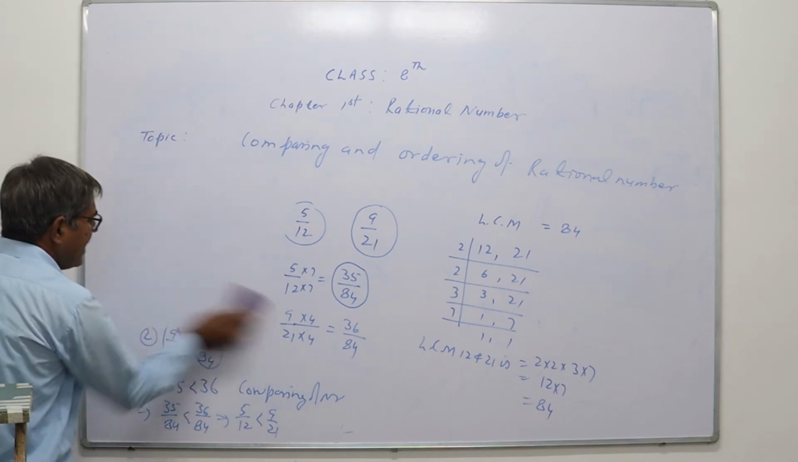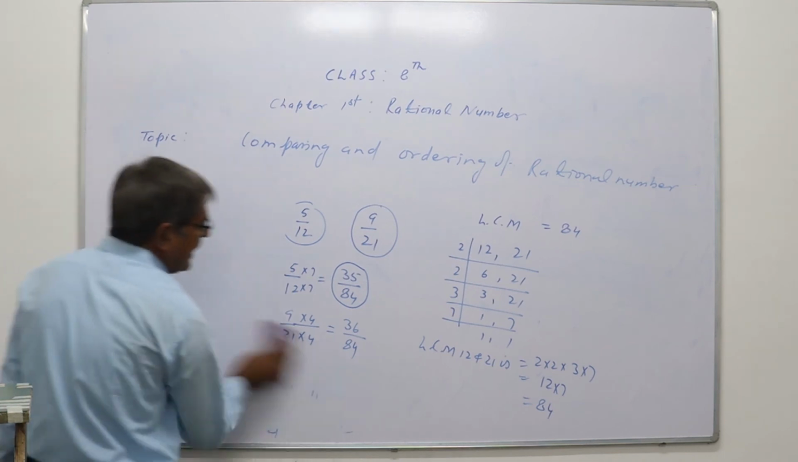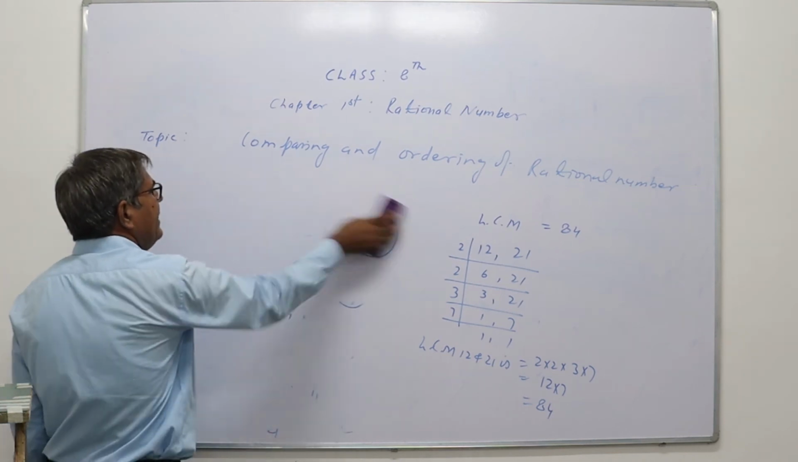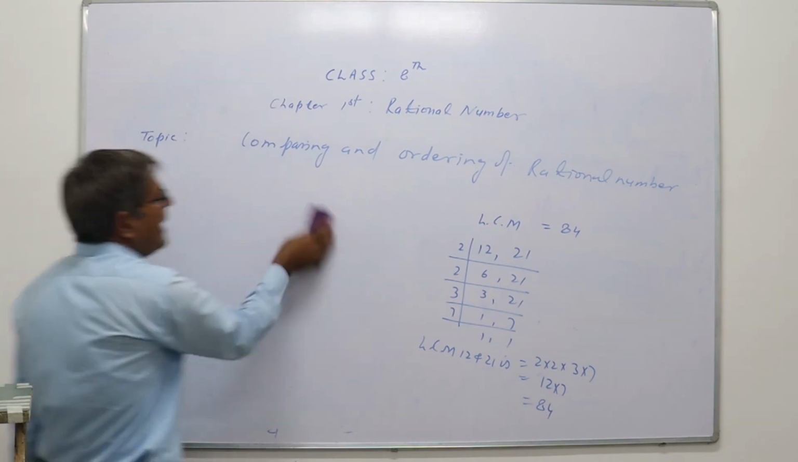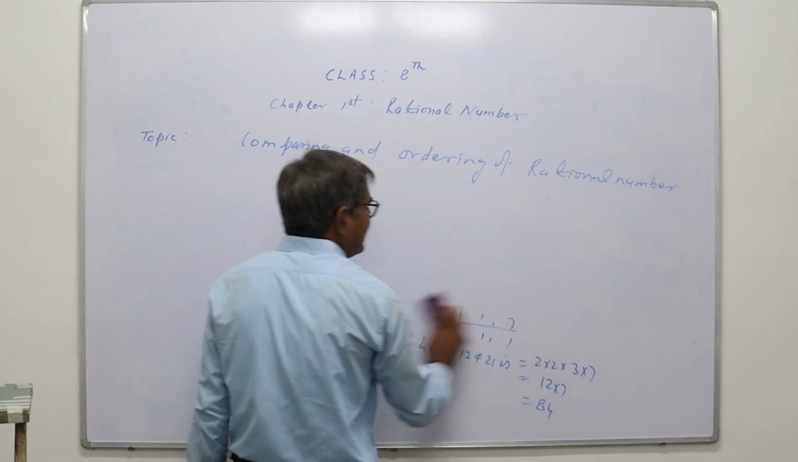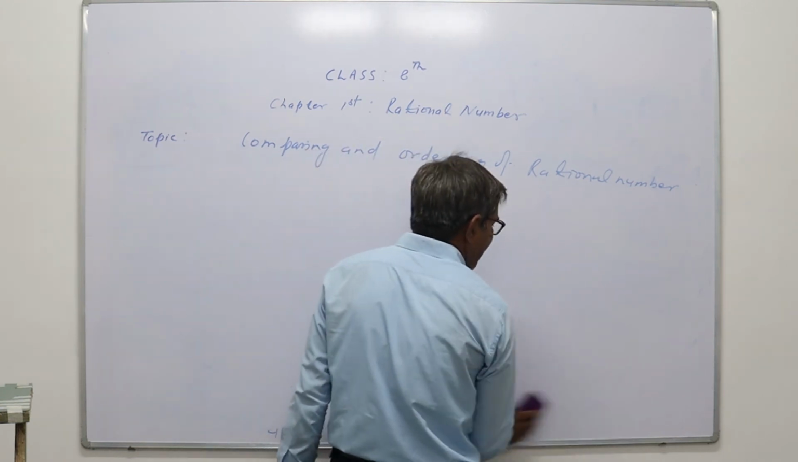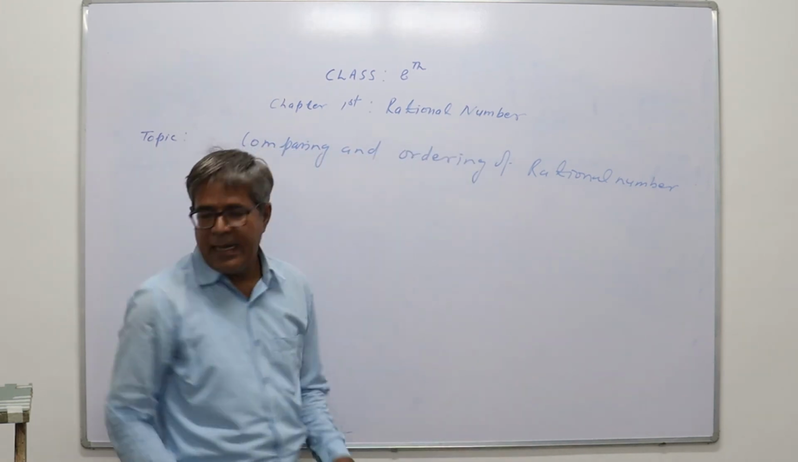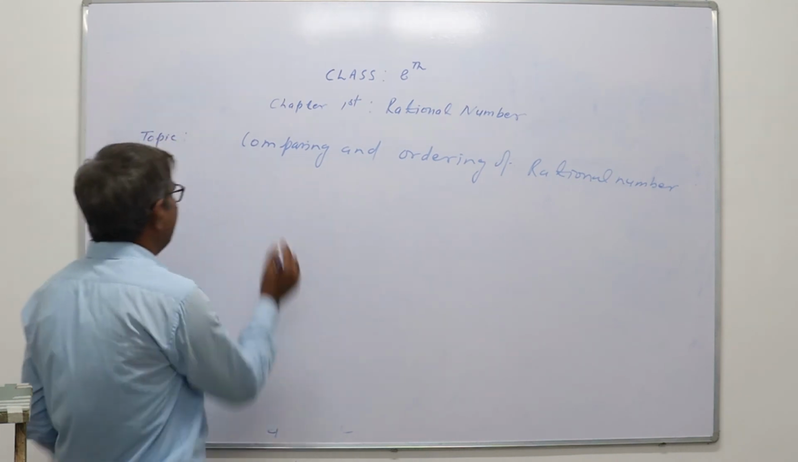So this was the second method. The first method was using the number line, then the second, making the denominator the same and then comparing the numerators. After making the denominators the same, the rational number whose numerator is more, that rational number will be greater than the other rational number. One more example I am taking here.